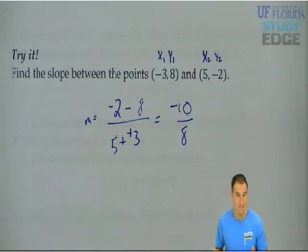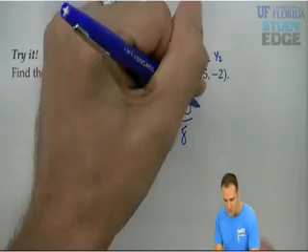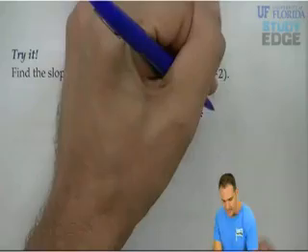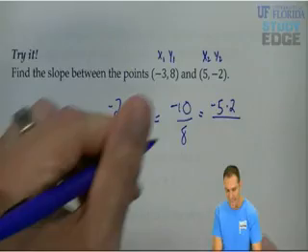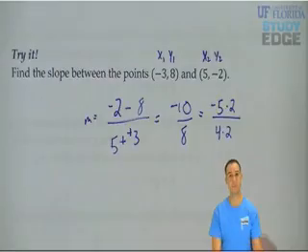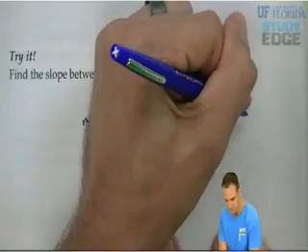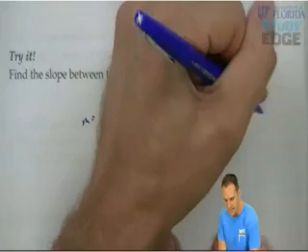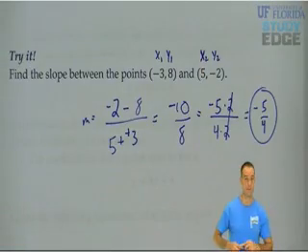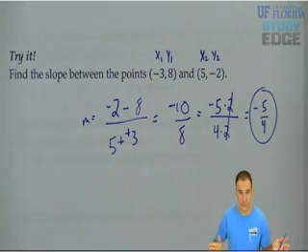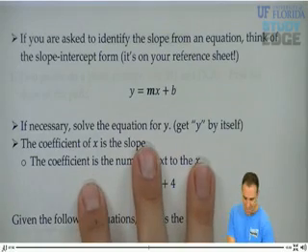But am I done? No, remember, you always have to go ahead and simplify any fraction. What is the common factor here? Negative 10 would be negative 5 times 2. And 8 would be 4 times 2. 2 divided by 2 is 1, which means it simplifies. And you get negative 5/4 for the slope. So far, we've got graphs, we've got points. What about an equation?